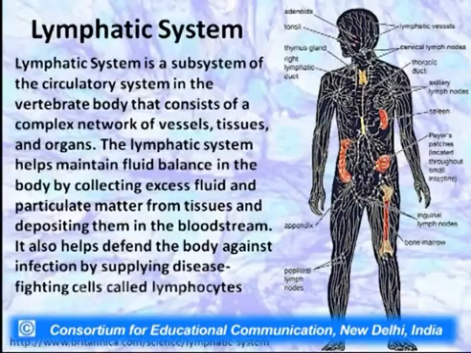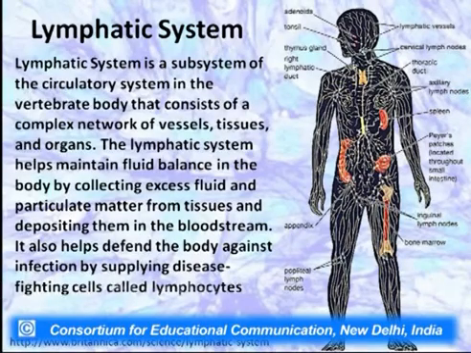Now let us come to the lymphatic system. What exactly is the lymphatic system? To understand the lymphatic system, we must understand that it is a subsystem of the circulatory system. It is a vascular system, just like we have a blood vascular system which forms one of the most important parts of the blood circulatory system. Another circulatory system is the lymphatic system, which goes parallel to the blood vascular system in the vertebrate body. It consists of a complex network of vessels, tissues and organs.